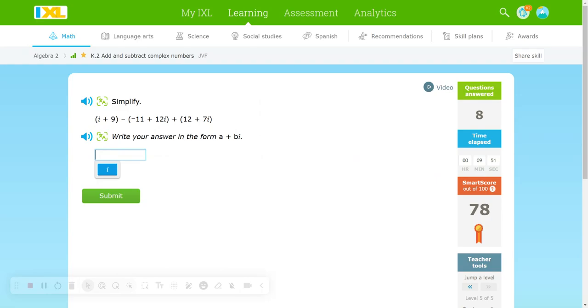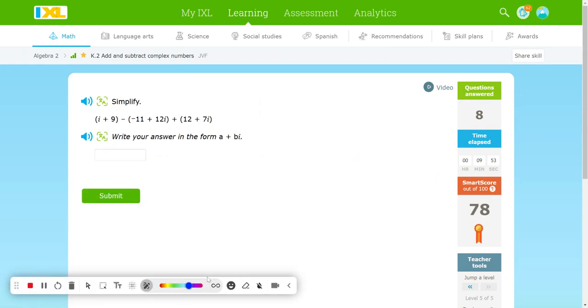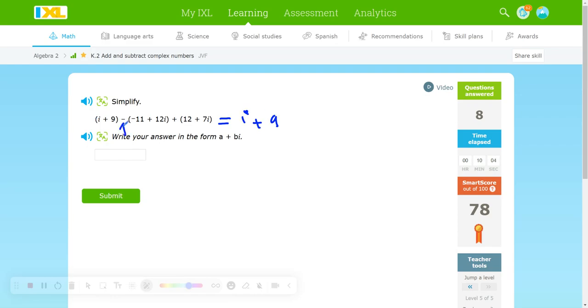Oh my. Okay, here we go. Let's do one more and then I check your paper. Open your parentheses. This is the plus sign, so i plus 9. This is subtract, so everything has to change. Subtract 11 becomes plus 11. 12i becomes subtract 12i. This is the plus sign, so when you open, nothing changed. 12 comes out exactly 12.